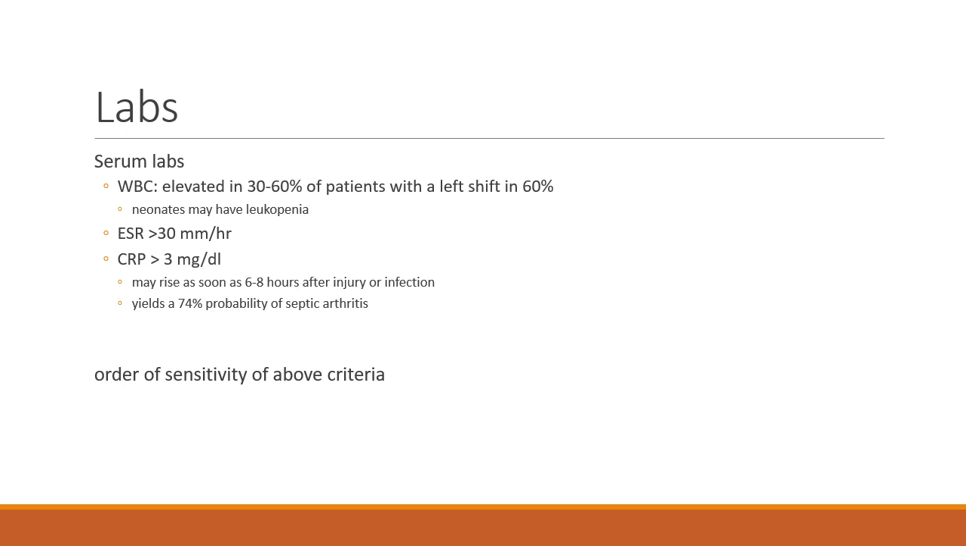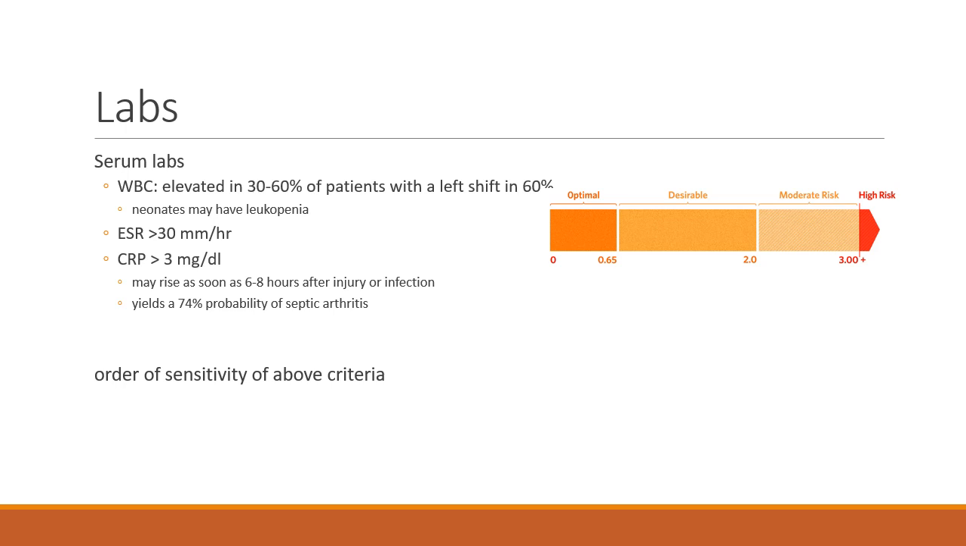For the value of the CRP to be considered a high risk for diagnosing septic arthritis, it should be more than 3 milligrams per deciliter. The normal value of a CRP is less than 1. A 1 to 2 will give us a desirable risk for having septic arthritis, and more than 2 is a moderate risk to have septic arthritis.